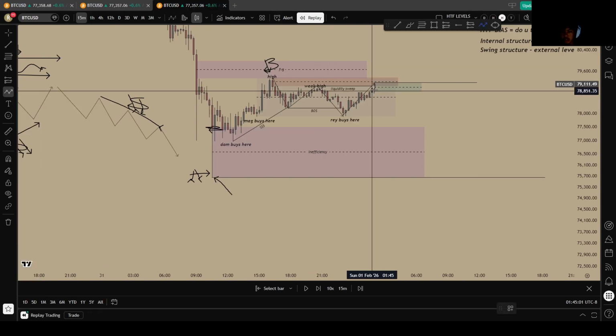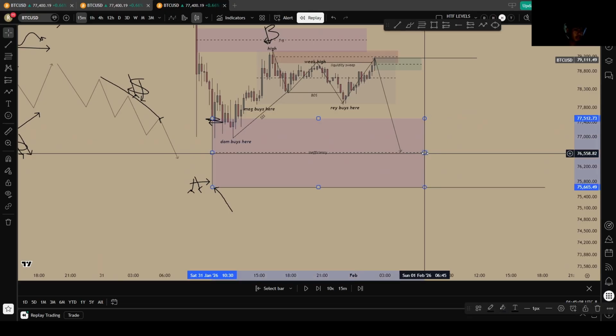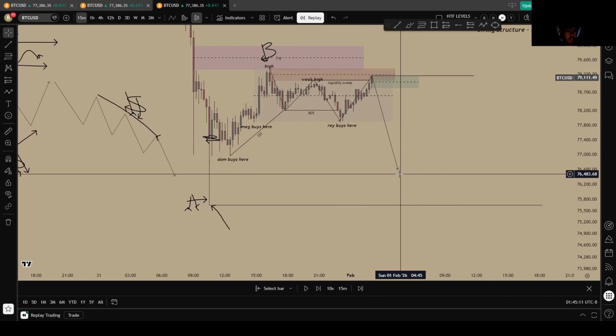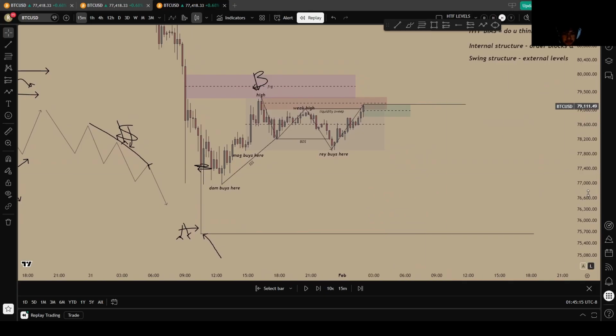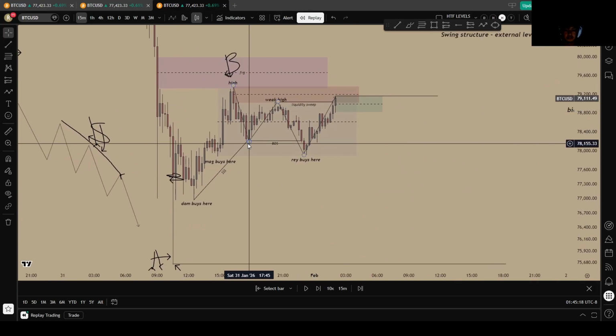So this is another reason why price will likely gravitate down here, because it likes to fill in these inefficiencies. Okay, it wants to rebalance price. So that's another reason why price will likely go down here. Okay, so with that in mind, here, let me see.